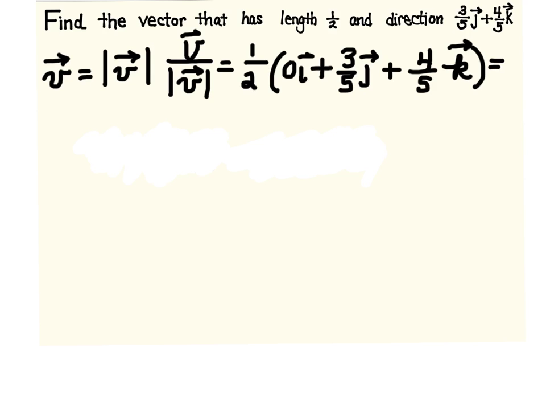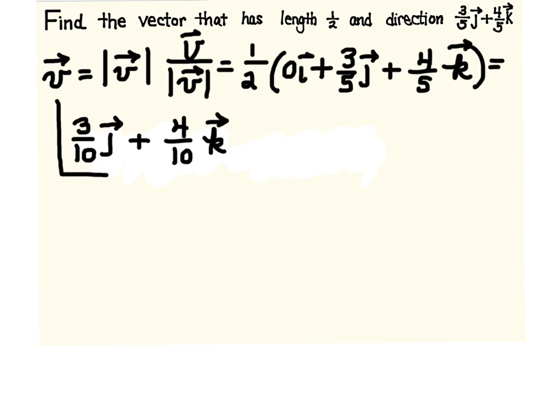And so that works out to be, well, 1/2 times 0 is 0, so 3/10 in the j direction, plus 4/10 in the k direction. That's in component form, so this is one way to express our answer.